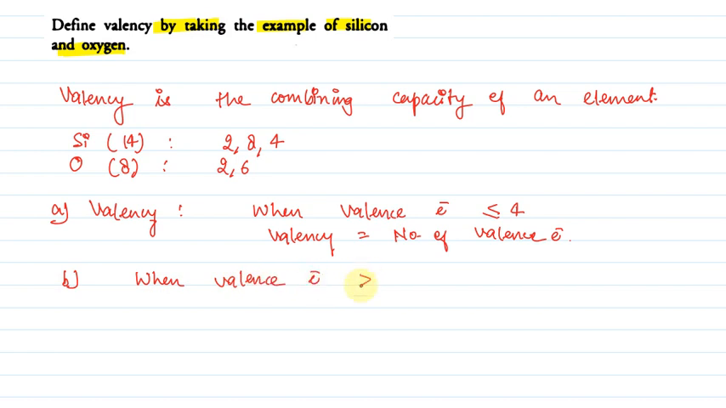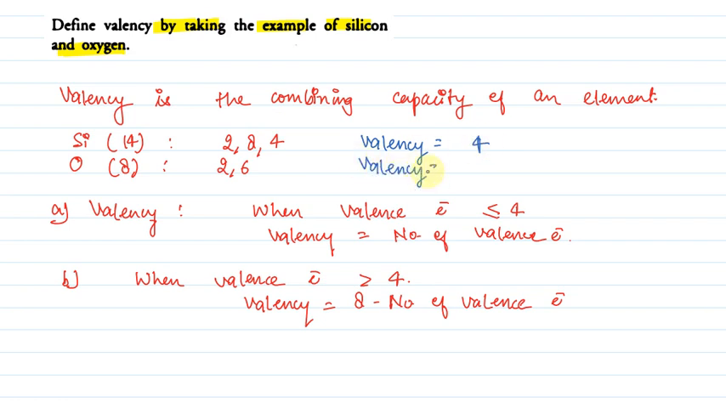Okay, and in B case, when valence electrons are greater than 4, so in that case valency will be 8 minus the number of valence electrons. Therefore in that case we have valence electron 4 in silicon, in oxygen valence electron 6. So valency will be equal to the number of valence electrons, और 4 के केस में 8 minus 4 करेंगे तब भी valency 4 आएगी, राइट. बट इन केस ऑफ ऑक्सीजन द valency will be 8 minus 6 which is equal to 2.